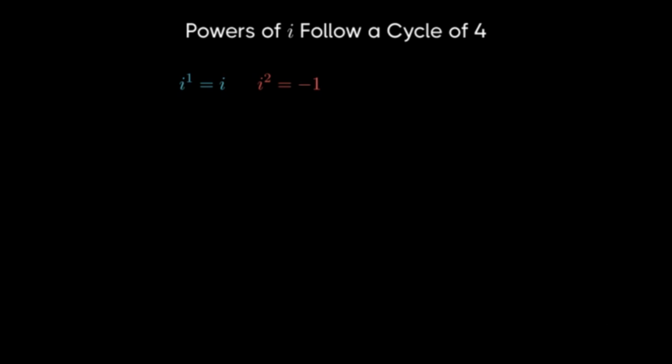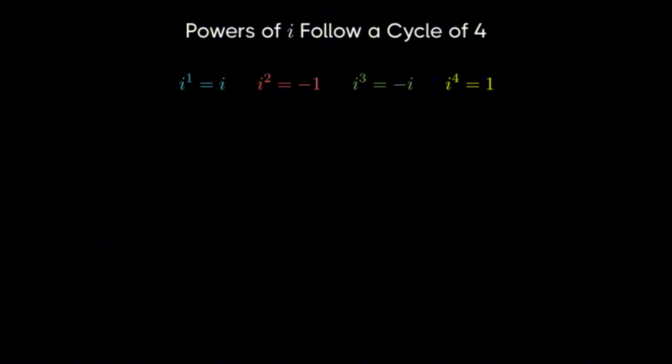When we square i, we get i squared, which equals -1. This follows directly from the definition of i as the square root of -1. i cubed, or i to the 3rd power, equals -i. We can verify this by multiplying i squared, which is -1, by another i, giving us -i.